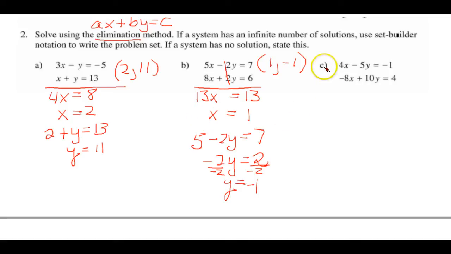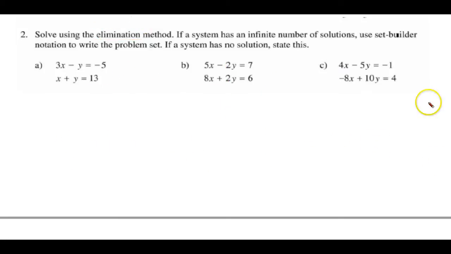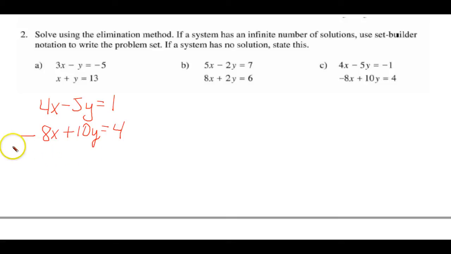Now, for letter C, I'm going to clear this so that you can write it up with me as I write it up, because this is the protocol of how to do it. So 4x minus 5y equals a negative 1. A negative 8x plus 10y equals a 4. Now if we put a line under these like we did for the first two, would anything cancel out? And the answer is no.